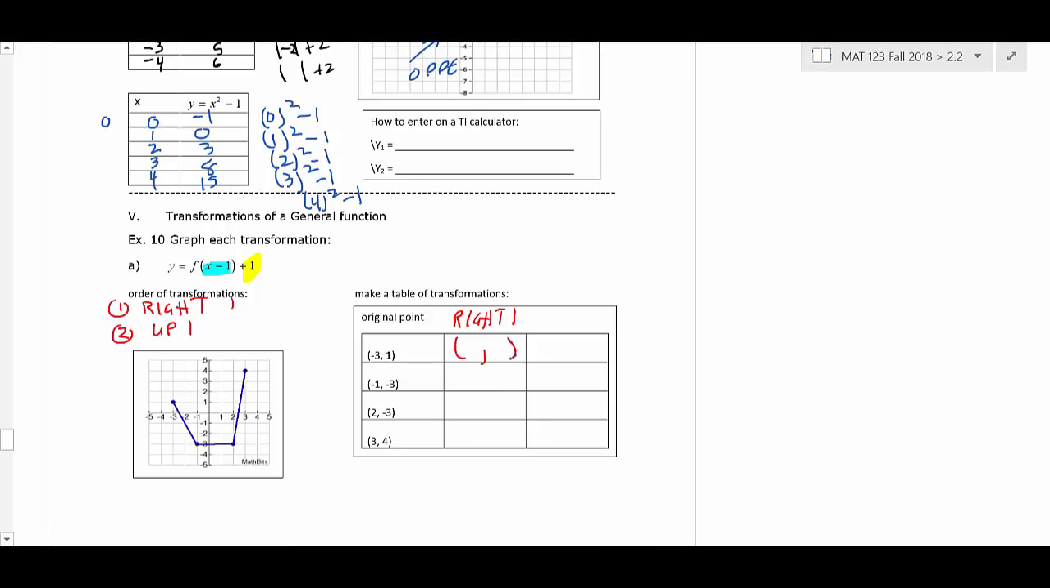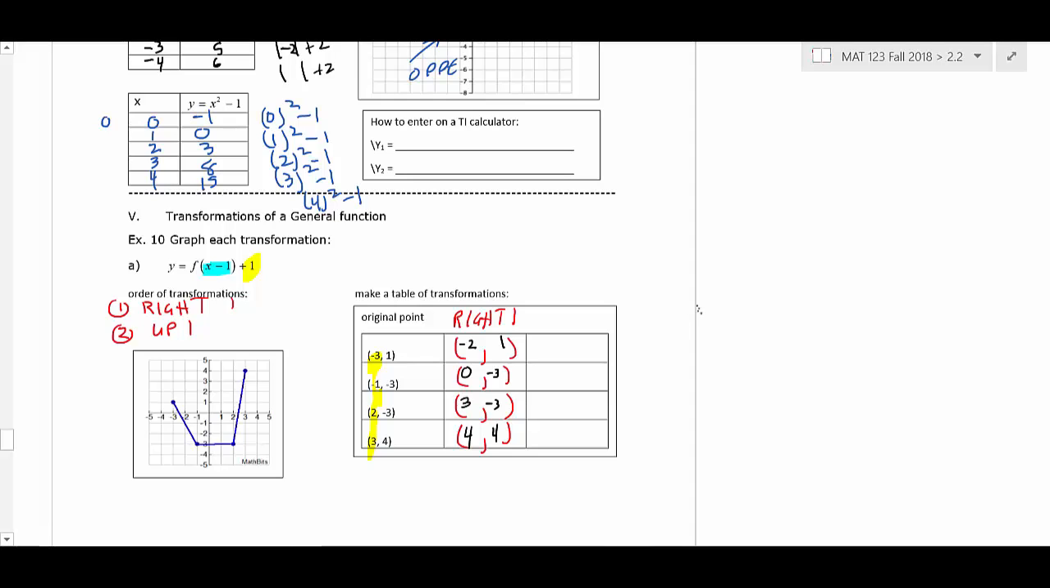So that means you're going to change all of these x values in these 4 points. You're just going to make all of the x values get bigger by 1. And you can easily do that in your head. So -3 plus 1 is -2. -1 plus 1 is 0. 2 plus 1 is 3. 3 plus 1 is 4. Everything gets moved to the right one. That's how you do that. The y values stay the same. Okay, so that takes care of that.